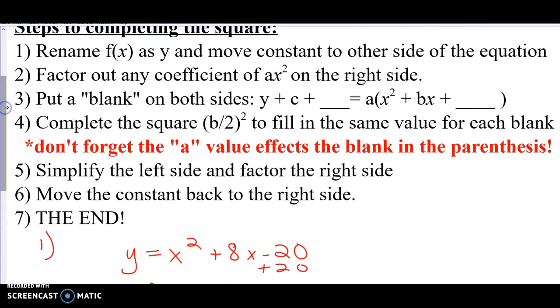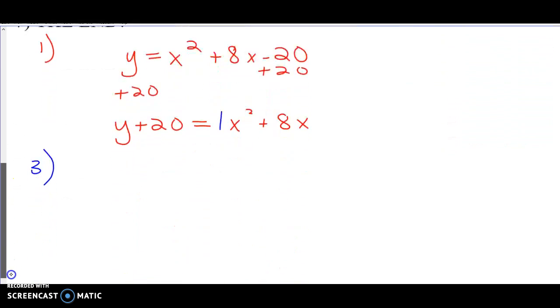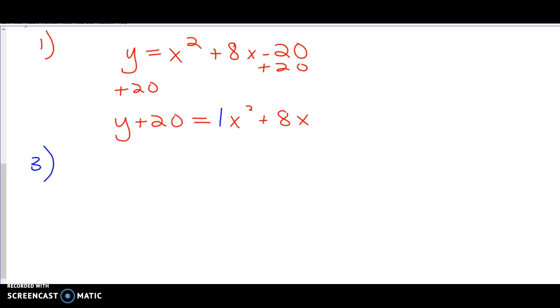And step 3 says, put a blank on both sides of the equation. We actually did this earlier in the year with circles. Do you remember doing this? Yeah. So what I'm going to do now, I'm going to go y plus 20, and then I'm going to put a blank, equals x squared plus 8x, and then I'm going to put a blank.